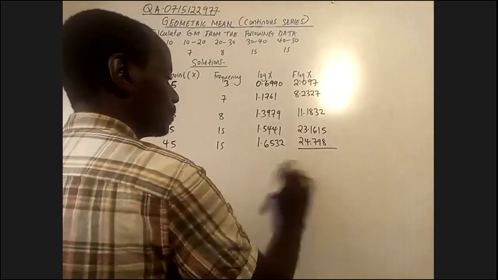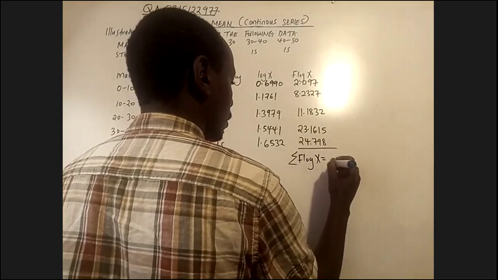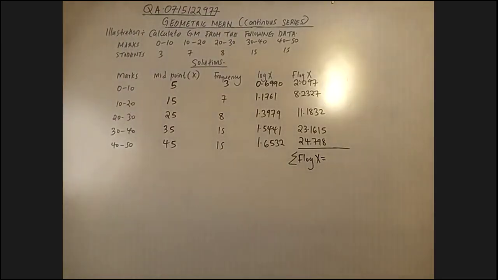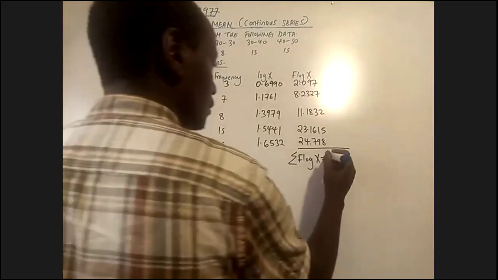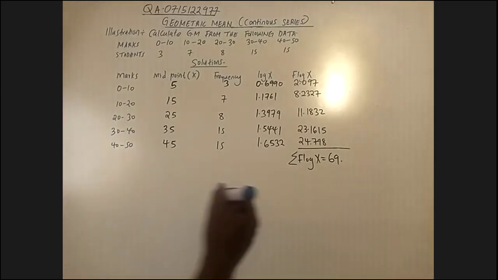Now we find the summation of f log x. Find the total for that one. What I'm getting is 69.4724.